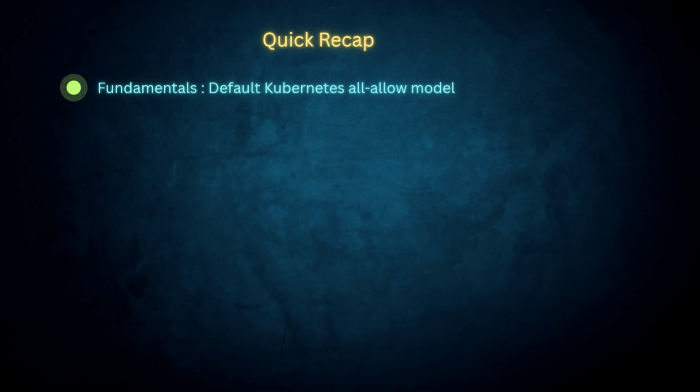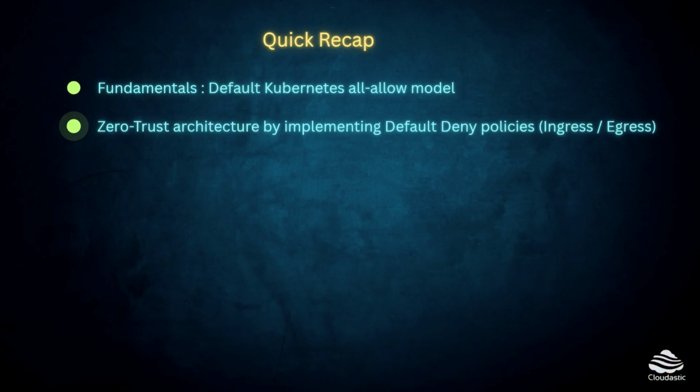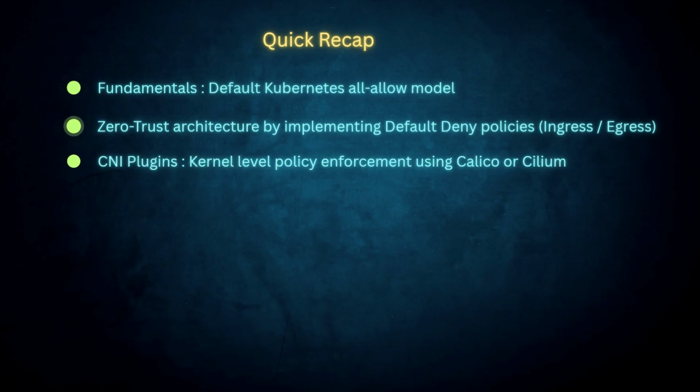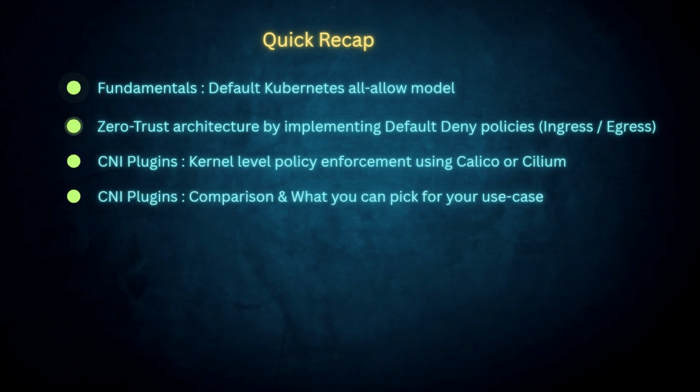We started with the fundamentals. By default, Kubernetes operates on an all-allow model. You learned how to pivot to a zero-trust architecture by implementing default deny policies for both ingress and egress traffic. You saw why network policies rely on a CNI plugin like Calico or Cilium to handle enforcement at the kernel level. Plus, we broke down the top network plugins on the market, comparing their key differences so you can pick the best CNI for your specific use case.